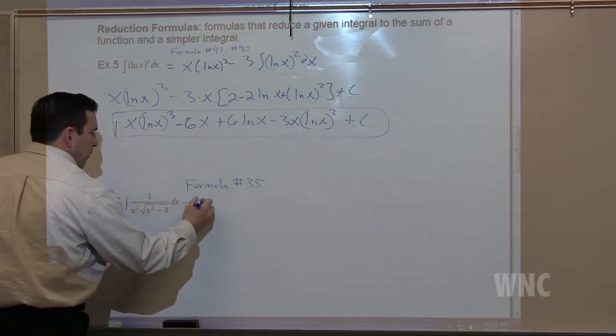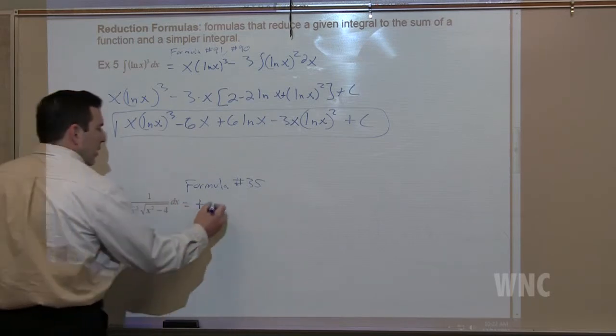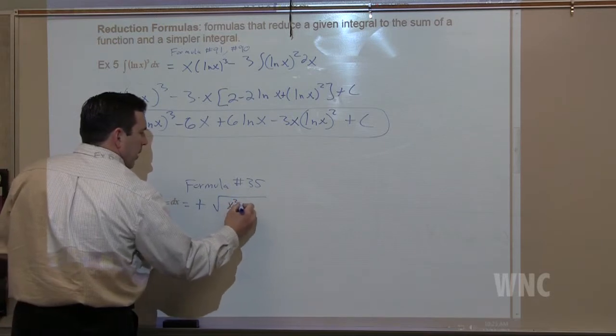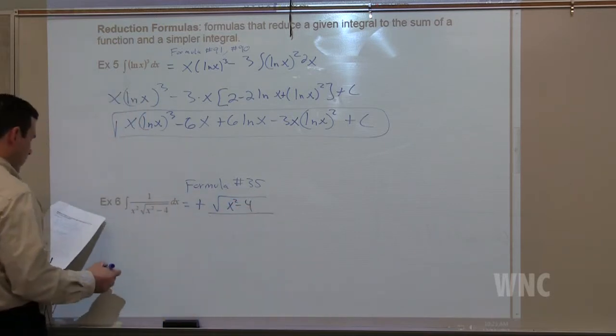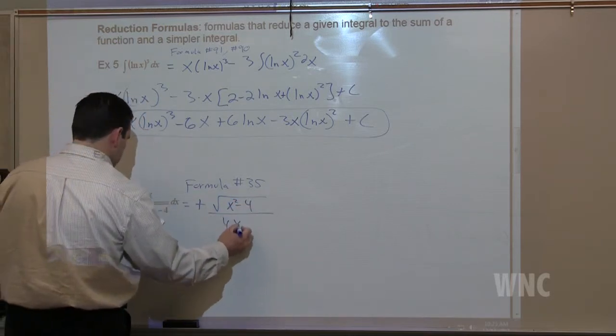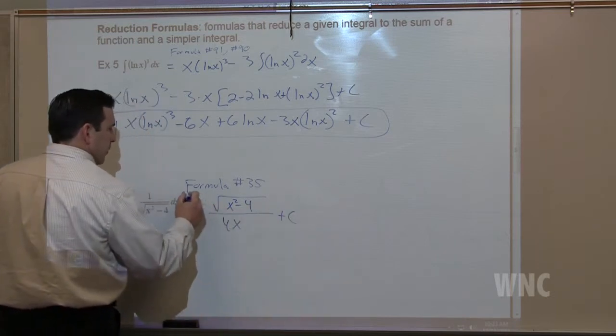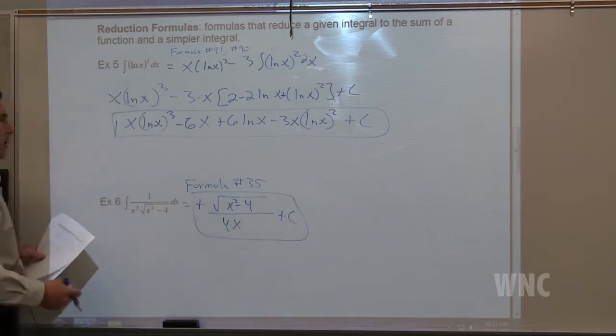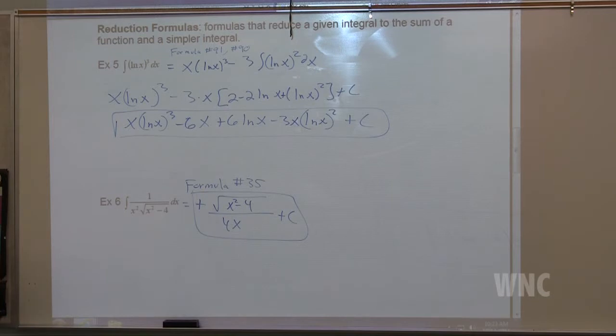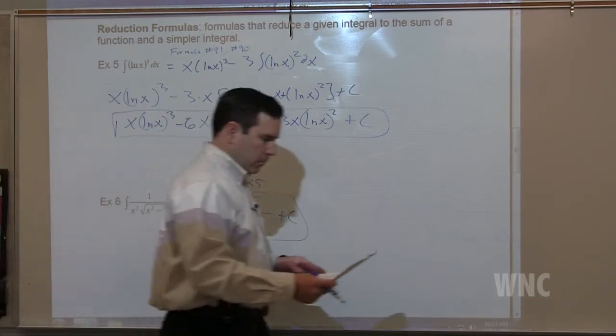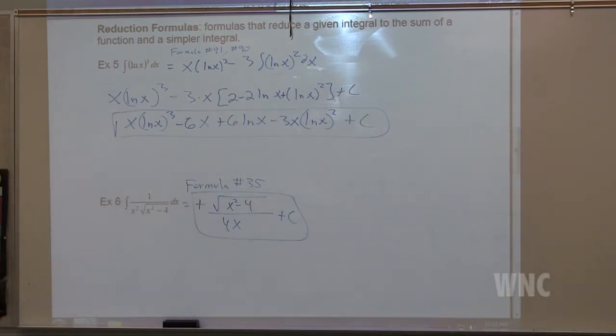So we're going to have plus the square root of x squared minus 4 over 4x plus c. That's it. Not a lot of work to be done there. Just looking for formulas. So I'm going to scroll up to do example 7. Again, feel free to pause.